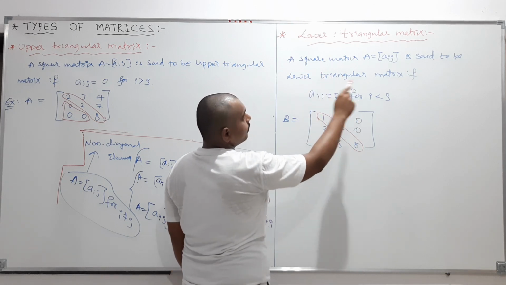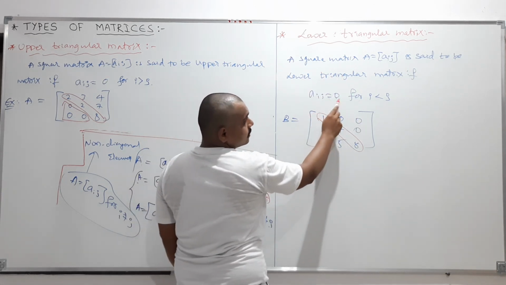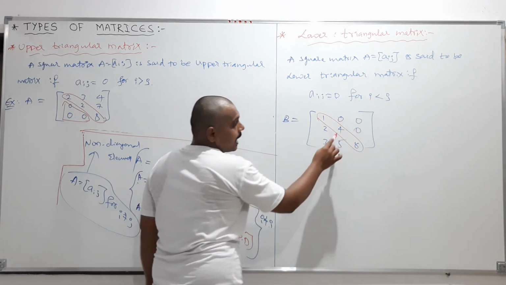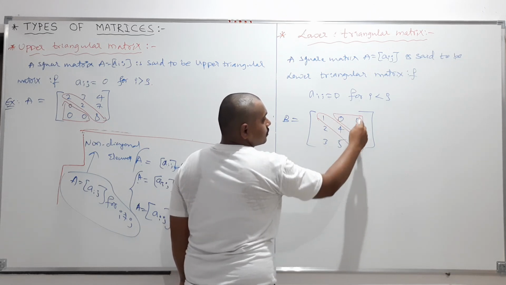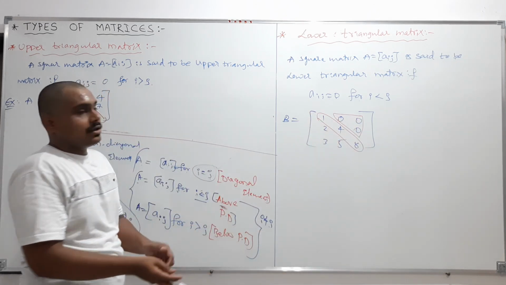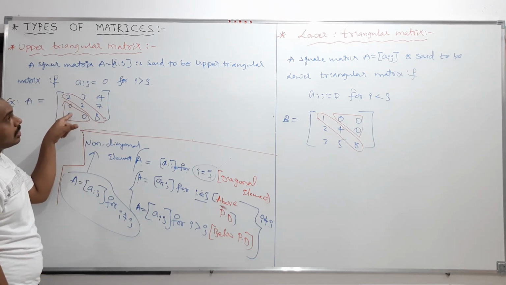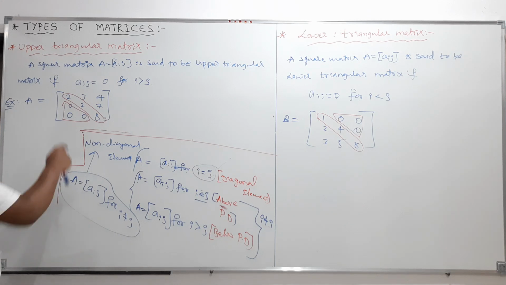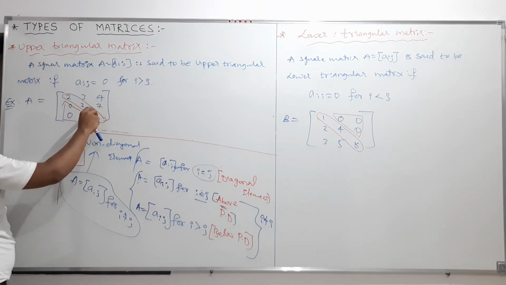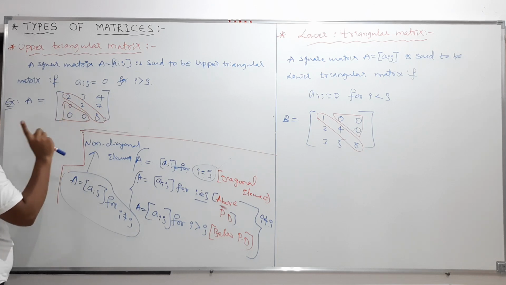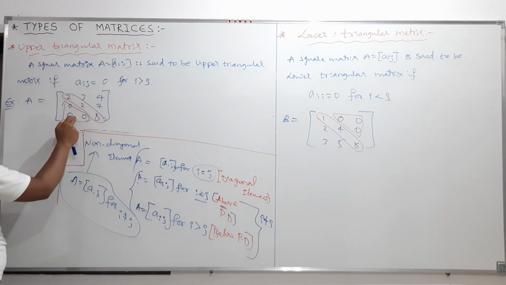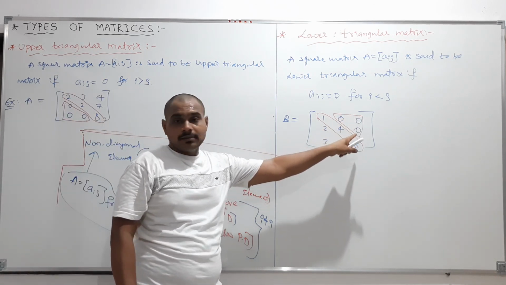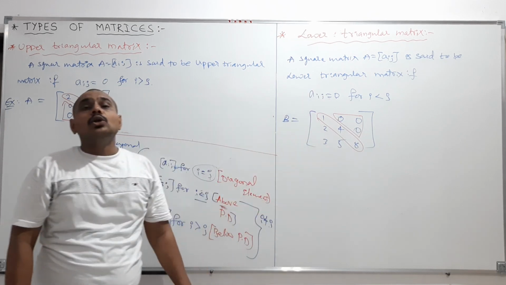A square matrix is said to be a lower triangular matrix if Aij is equal to 0 for i less than j. i less than j means the elements above the principal diagonal. Above the principal diagonal elements all are 0. So this is an example for the lower triangular matrix. And here, below the principal diagonal all the elements are 0, and this we call the upper triangular matrix. So how to remember upper and lower? Upper seems to mean above the principal diagonal, which you may think, but it is the opposite way. Upper means elements below the principal diagonal are 0, and lower means elements above the principal diagonal are 0.